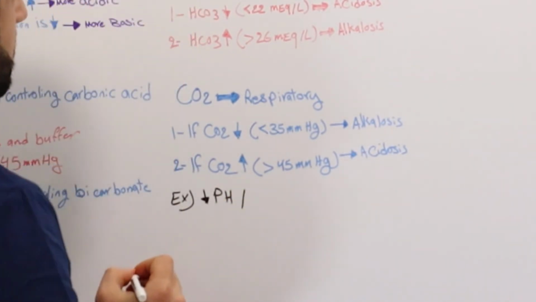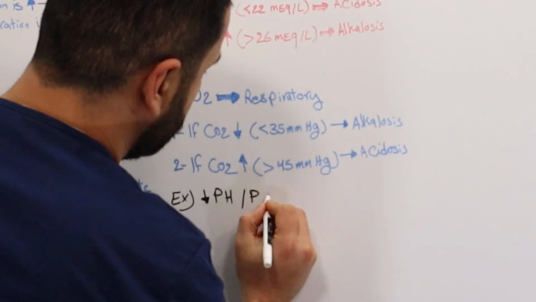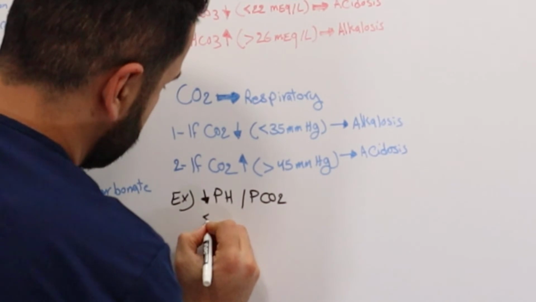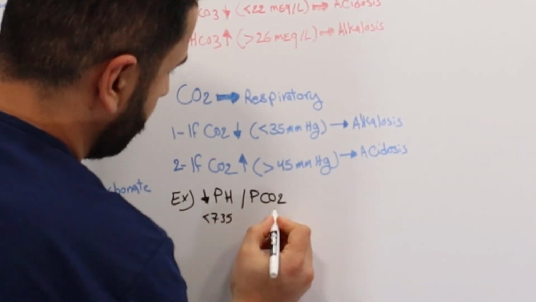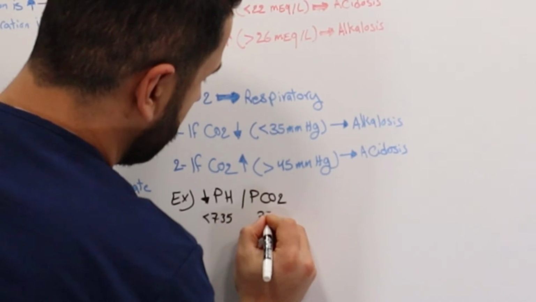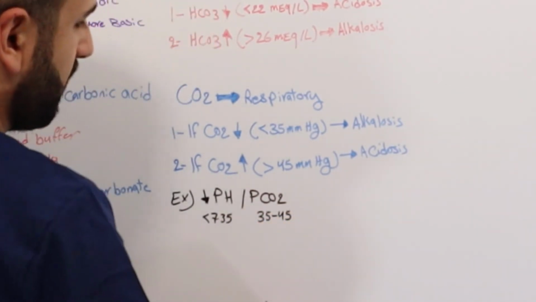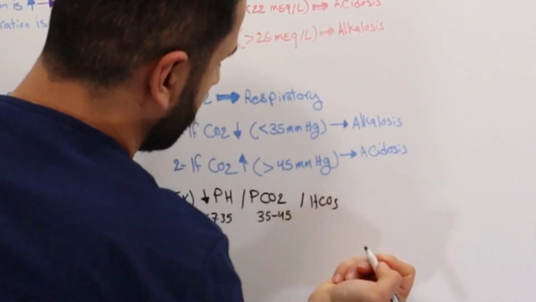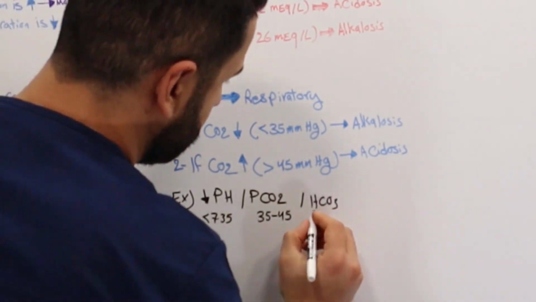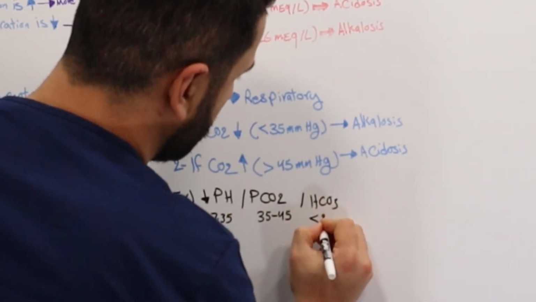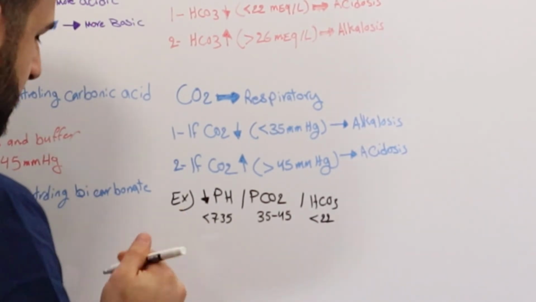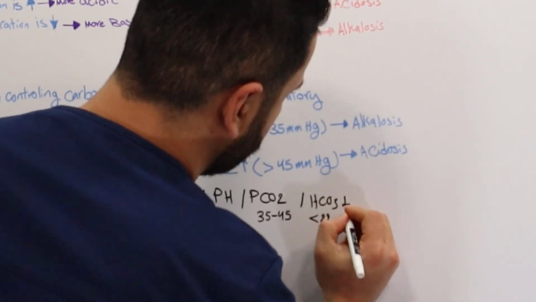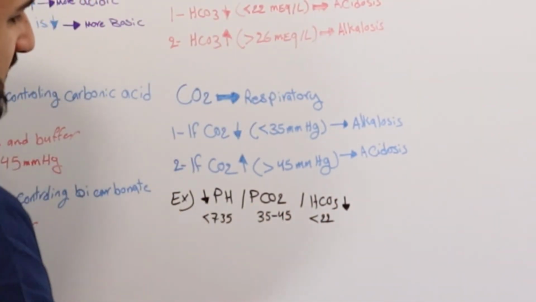And what do we have in addition to that? We have PCO2, which here is in between 35 to 45, which is the normal range. And then HCO3 is going to be, let's say, less than 22. So what we see in this pattern is that HCO3 is low as well, it's decreasing. It's less than 22, and pH is decreasing.